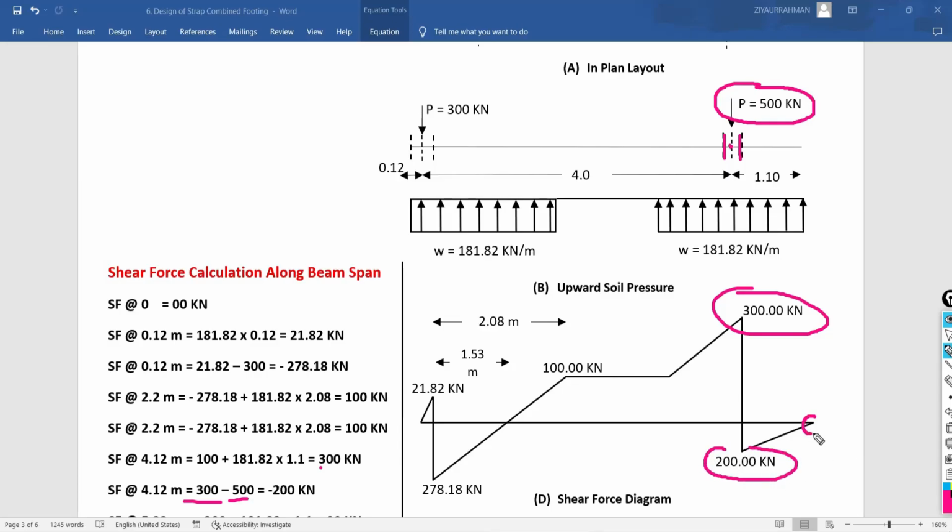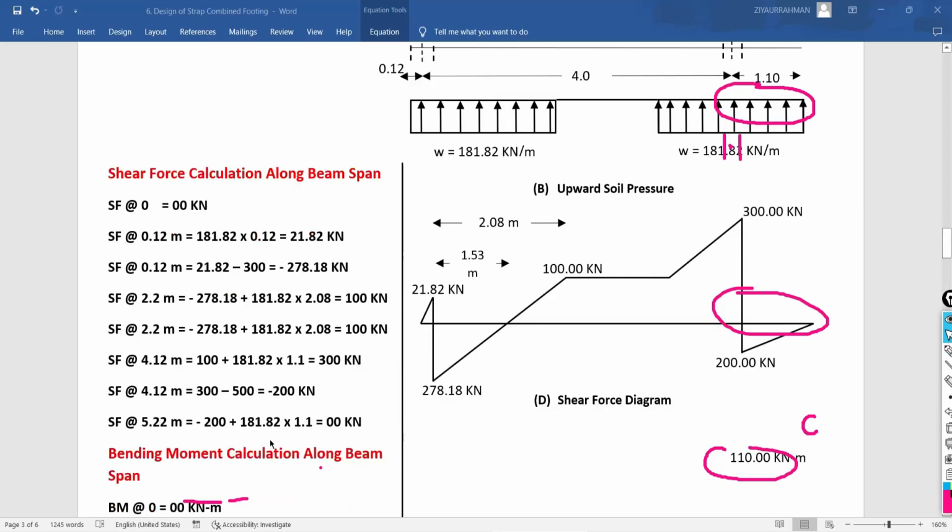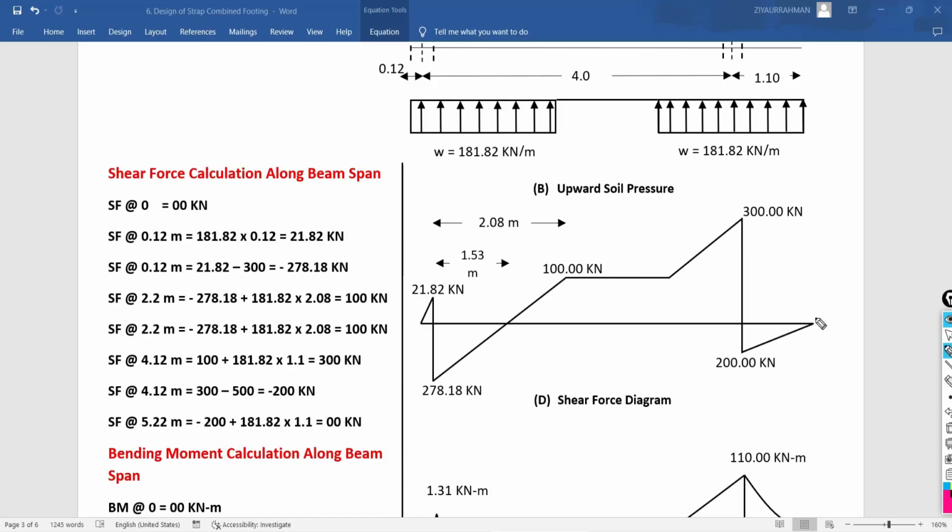Thereafter, we have to do the calculation at the edge, and at the edge you are getting minus 200 plus this remaining portion of 1.1 meter with upward soil pressure 181.82. This is the minus sign, plus this is again upward, so plus 181.82 multiplied by 1.1, you are getting the 0 value. Obviously at the edge you will get the value as 0. So this is our cross check whether we are doing our calculation right or wrong. At the edge you will definitely get your shear force as 0.